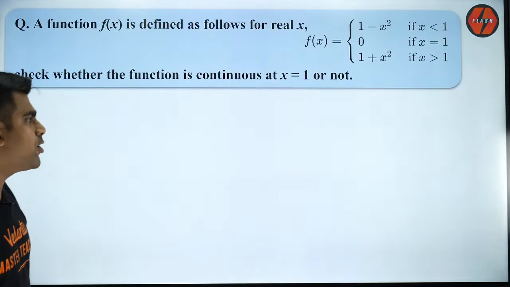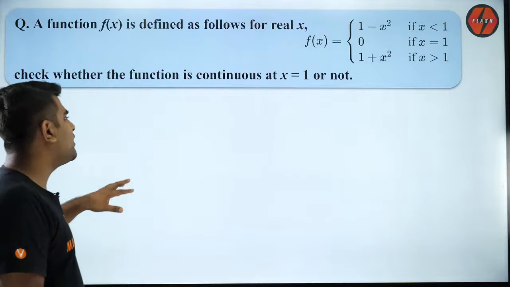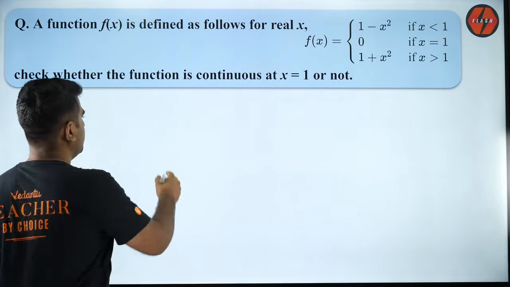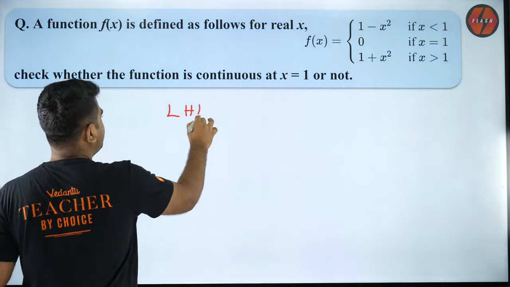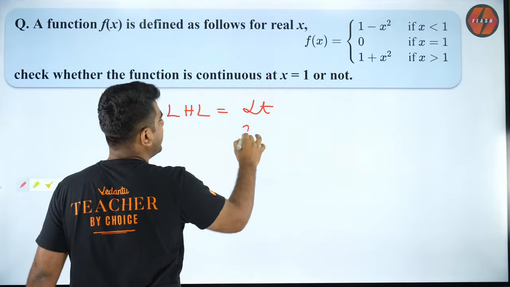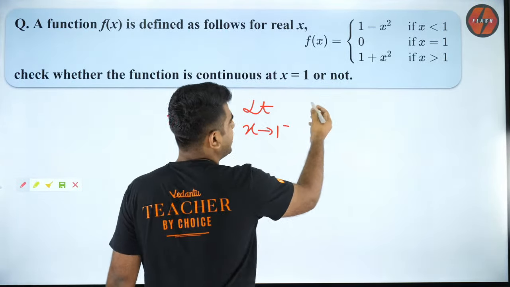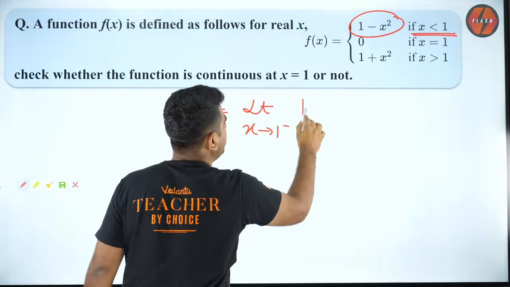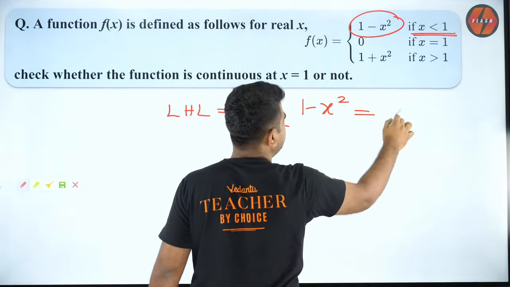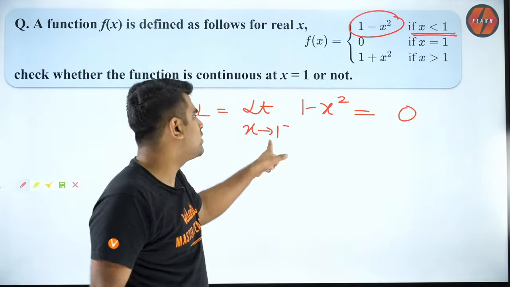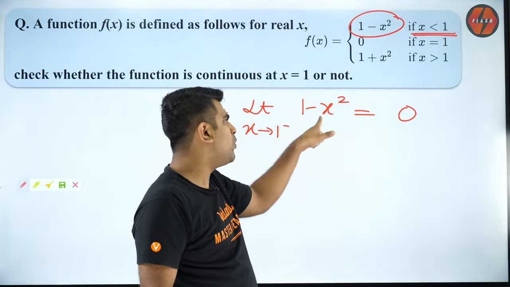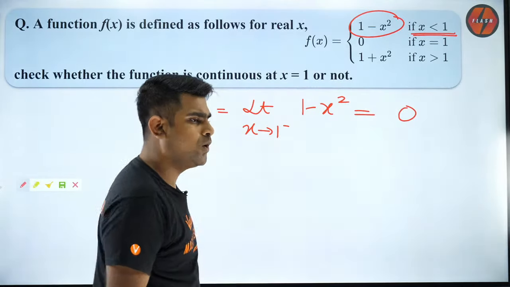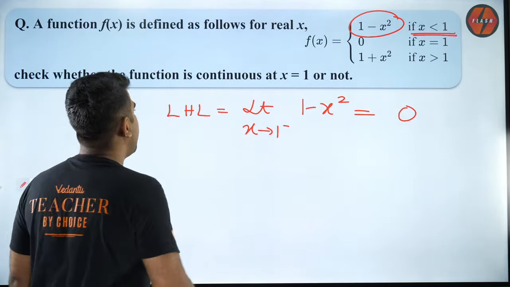So people are saying it is not continuous. Okay, let's check it. So what is the left hand limit? Left hand limit is nothing but limit x tending to 1 minus f of x. So 1 minus means this value, so it is going to be this function. That will be 1 minus x square, which will be 0, because x square is 1, so 1 minus 1 is 0. Isn't that right, guys? Are you all clear?